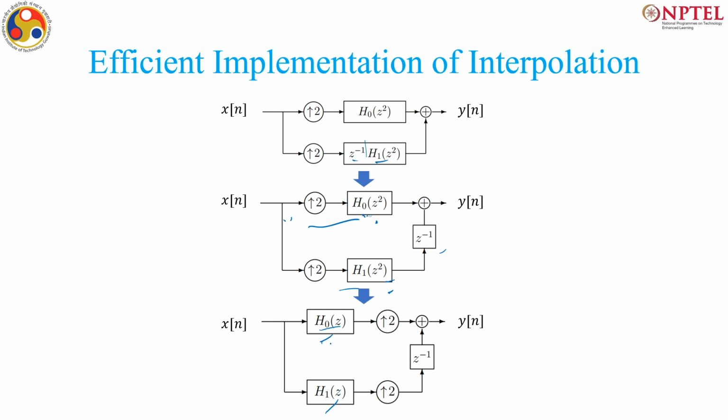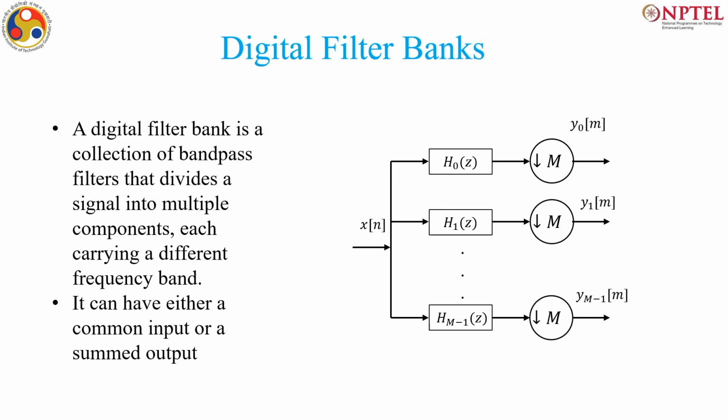And now we see that h0 and h1 are operating at a lower sampling rate than the sampling rate of x of n, and this is an efficient implementation of interpolation. Now, extending this concept, we can form something called digital filter banks, and these are immensely useful in many cases, like even in the construction of discrete wavelet transforms. So, what is a digital filter bank?